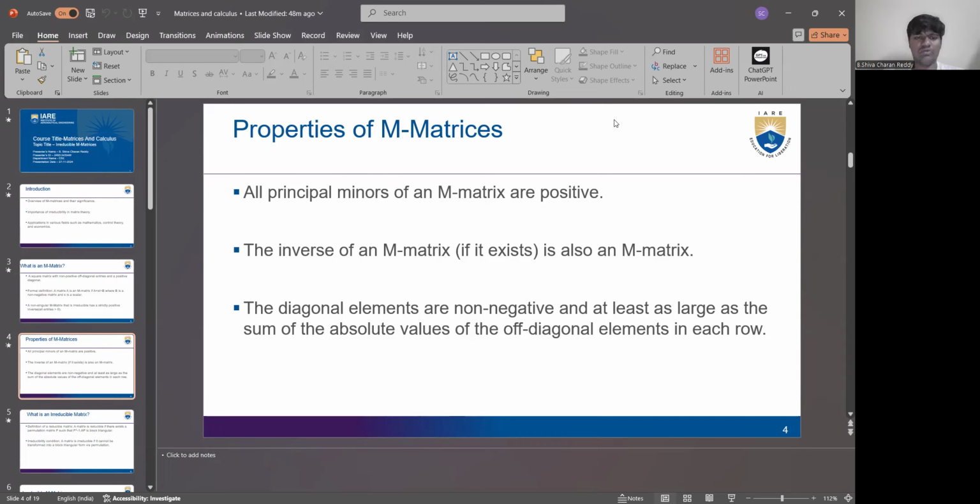The cycle continues. The diagonal elements are non-negative and at least as large as the sum of the absolute values of the off-diagonal elements in a row. The diagonal elements, which are non-negative, meaning positive, are at least as large as the sum of the absolute values of the off-diagonal elements, even if the sum of all off-diagonal elements combined may not be equal to the diagonal element in each row.